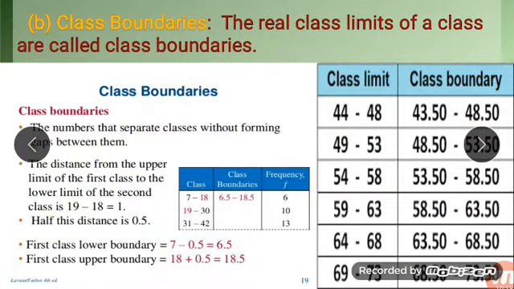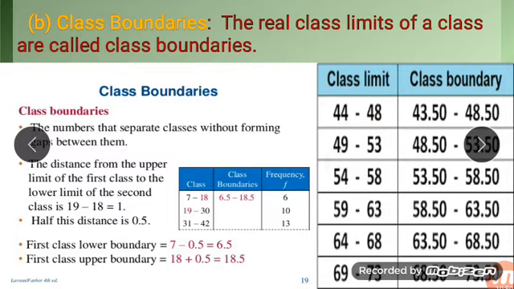Next concept we have here, class boundaries. The real class limits of a class are called class boundaries. Let's better understand this with the help of an example here. We can see here class limits where we have the limits 44, 48, then 49, 53. And here we have class boundaries 43.5, 48.5, then again 48.5. So what we can observe here is that in class limits we have a jump, meaning after 48 we have 49.